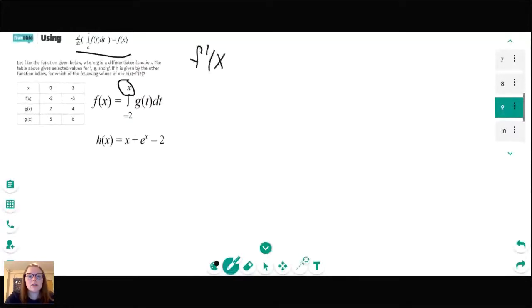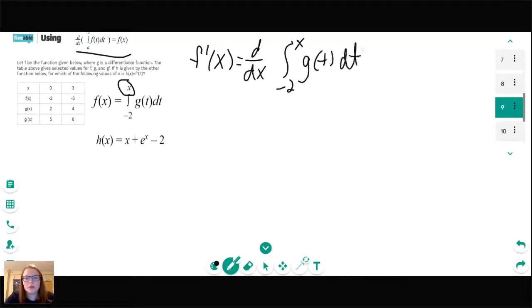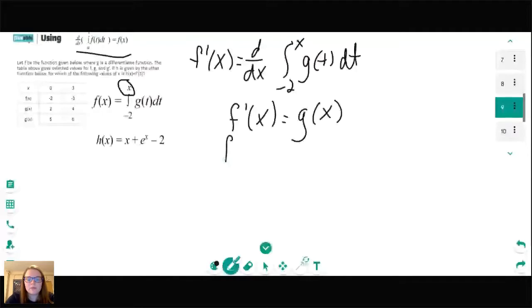If you want f prime of x, it is going to be the derivative with respect to x of the integral from -2 to x of g of t dt. Well, we just learned this rule from the Fundamental Theorem of Calculus. This means since this is a constant and this is an upper bound of x, that means f prime of x is equal to g of x. Okay, good. So if we want f prime of 3, we're really looking for g of 3.